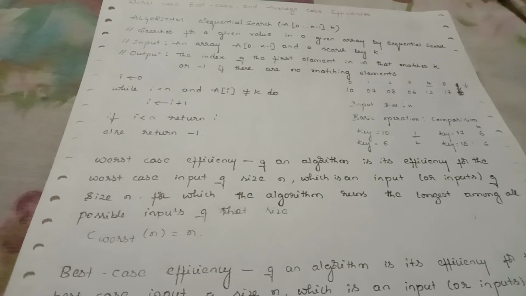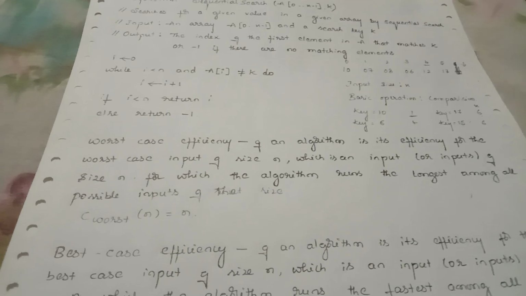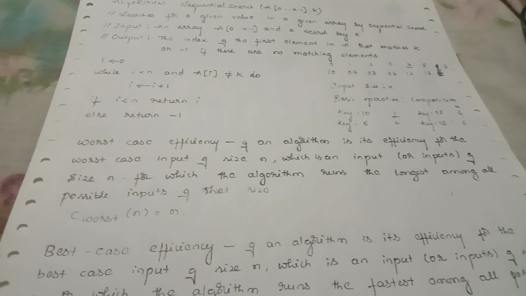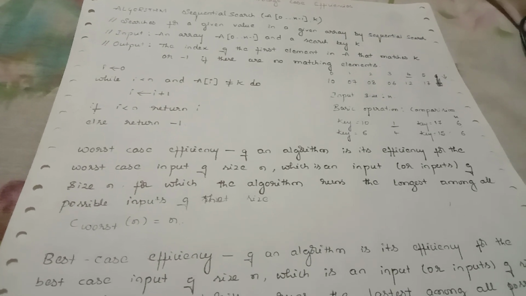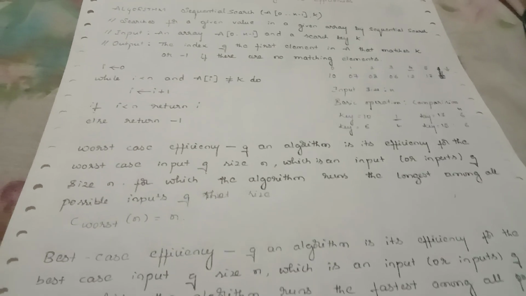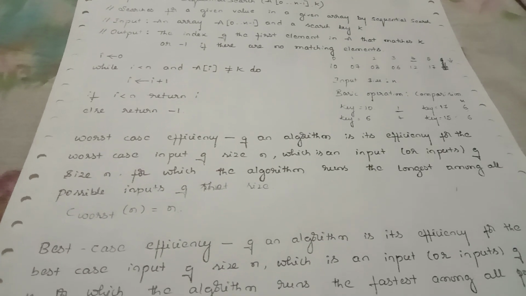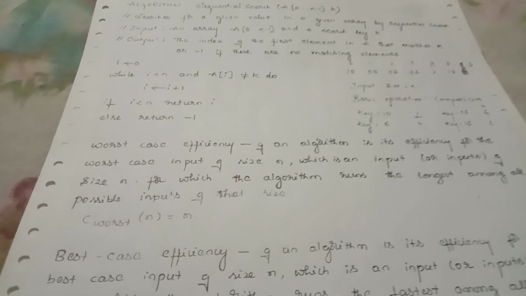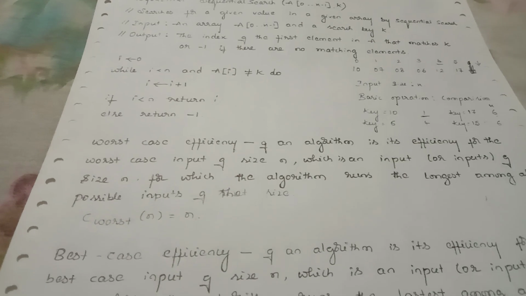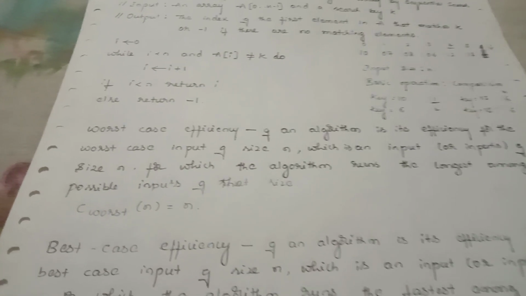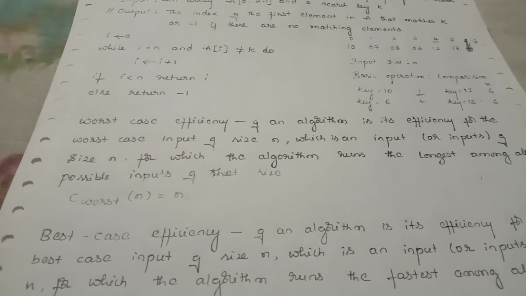For some algorithms this may not be the situation, so there is only one running time for the algorithm. Whatever input you give, the running time will be the same. Those kinds of algorithms may also arise, but for some algorithms we need to find the worst case and the best case. This is how we find the efficiency, or the analysis part, of an algorithm. If an algorithm is given, we have to find its efficiency to know how fast the algorithm is working.